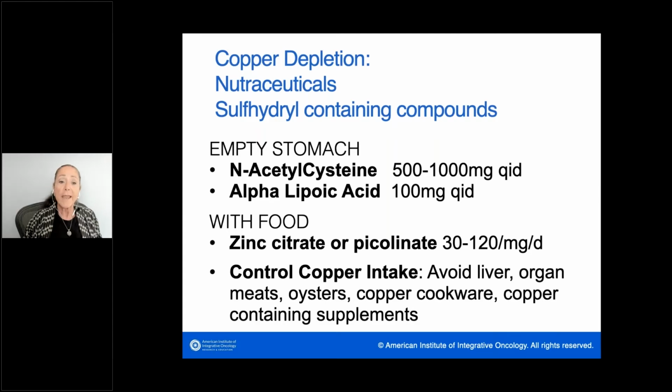And so N-acetylcysteine, which is now being regulated by the FDA and may not be available to us, but it probably will be available by prescription. Alpha-lipoic acid is a mild copper chelator. And then you elevate zinc, because copper and zinc compete for binding sites, and then avoid copper intake by really taking out the super high copper foods like organ meats and liver, and some of the shellfish like oysters.